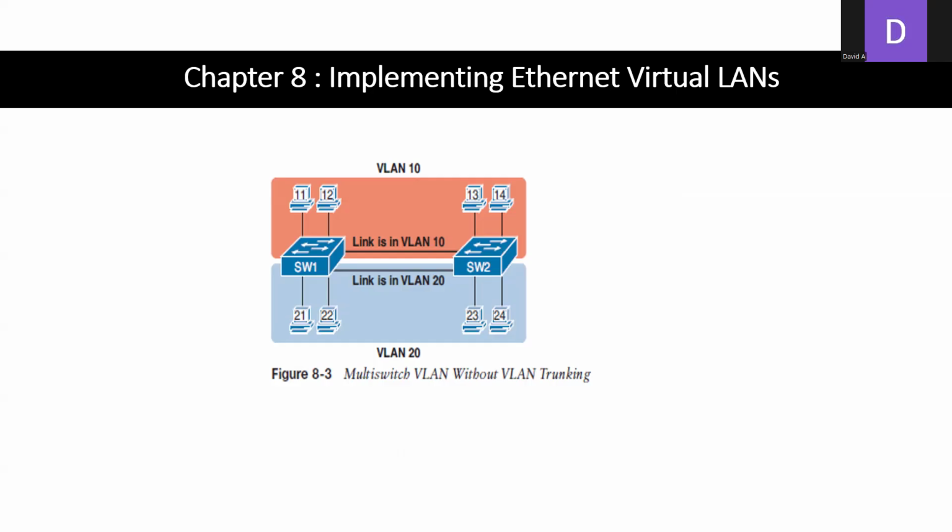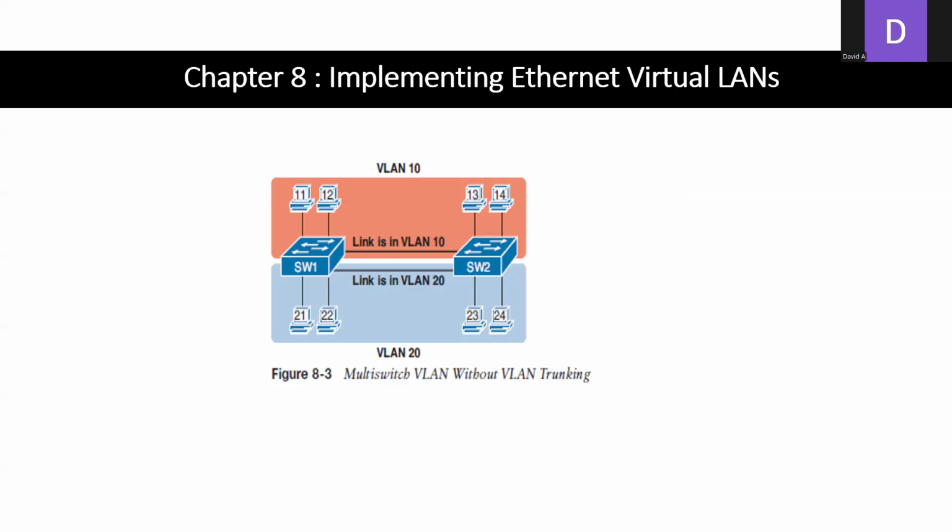What is this for? Whenever switch one is sending traffic dedicated to VLAN 20 to switch two, the VLAN ID within the header is going to say, hey, this is dedicated for VLAN 20. Only send this out ports that are associated with VLAN 20.